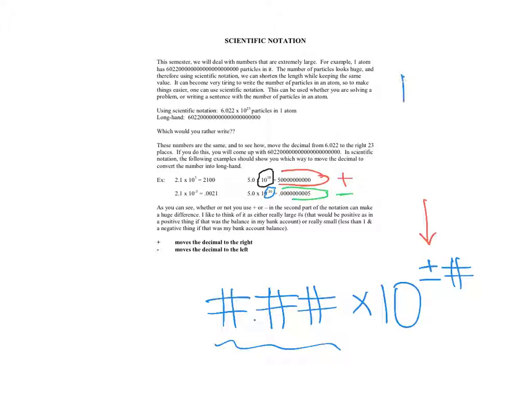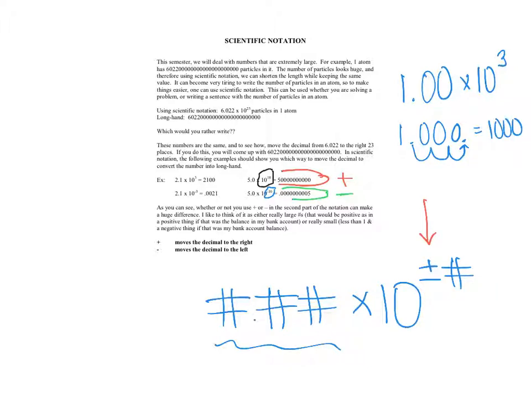So for instance, again, you can read through this example here too, but if I have 1.00 and it needs to be times 10 to the third, let's say, that means I need to go 1, 2, 3, put my decimal there, fill in any blanks that we have. So 1.0 times 10 to the 3 is actually equal to 1,000.